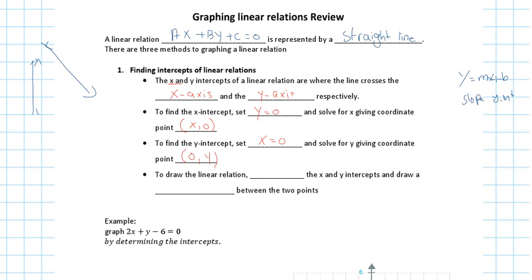To draw the linear relation, plot the x and y intercepts and draw a line between them, like a straight line.